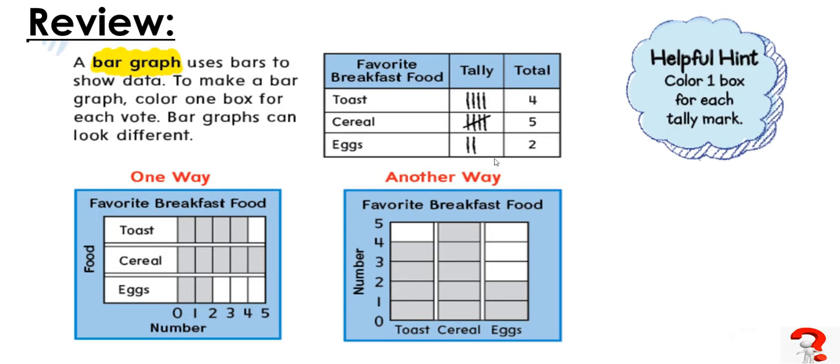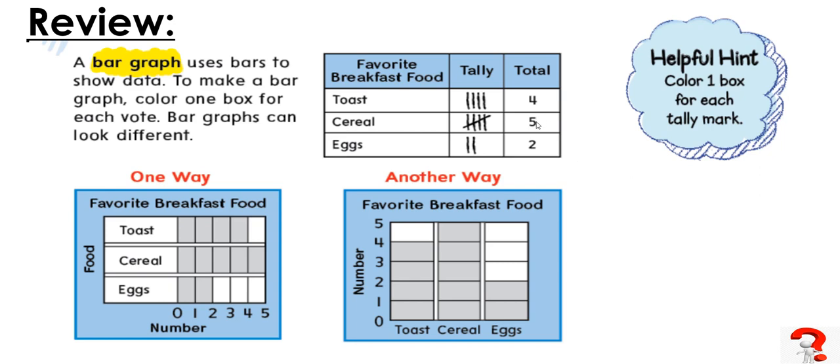Let's review. Now, before we learned that the bar graph could look different. Some of them are horizontal, some of them are vertical. Remember that? Great. A bar graph needs to have a title. So the title of these bar graphs is Favorite Breakfast Food. They asked people around about their favorite breakfast food between toast, cereal, and eggs. And this is the amount of votes that they collected.